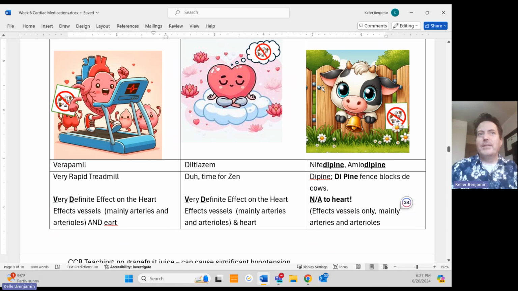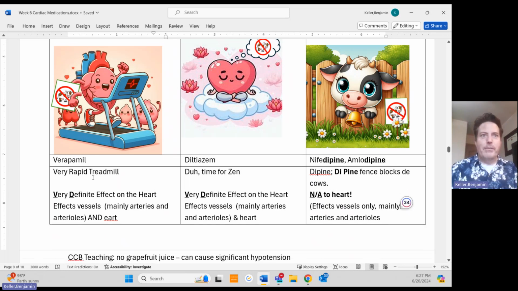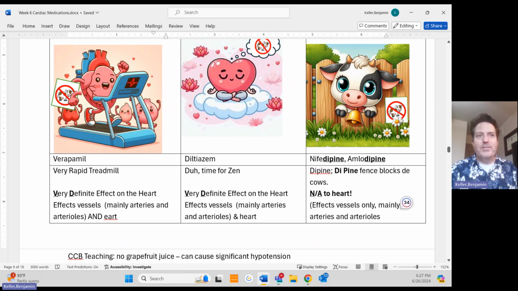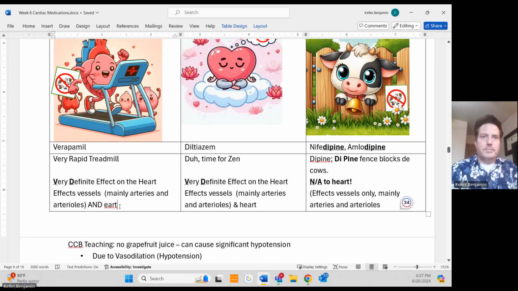So then these are a couple of the other ones. I'm like, all right, AI, give me a heart running on a treadmill really fast for verapamil. And so it gave me this. And so that's my very rapid treadmill for you. And that's one of the ones that has a very definite effect on the heart. And works mainly on the arteries and the arterioles and the heart.